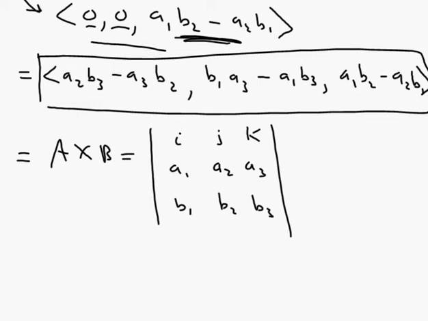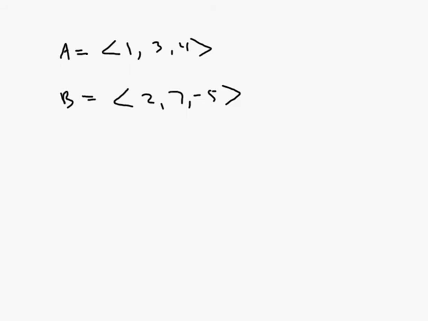So let's do an example. Let's just start with two vectors and find the cross product, and then we're going to look at the result and see what we can say about it. All right? So let's let vector A equal the vector 1, 3, 4, and vector B is going to be the vector 2, 7, negative 5. Okay. So you should try this on your own. I'm just going to proceed with this calculation here. I won't talk while I do this.